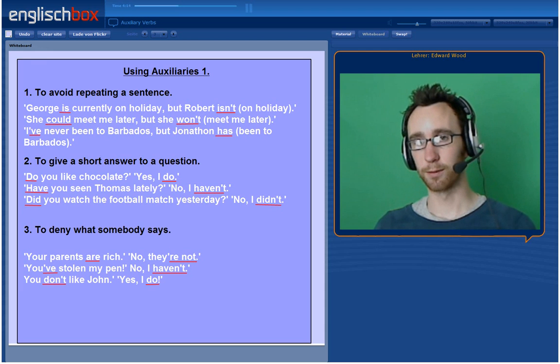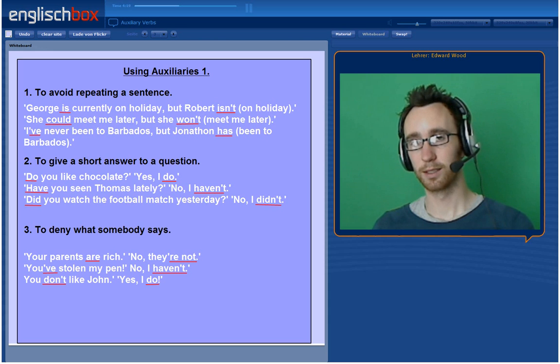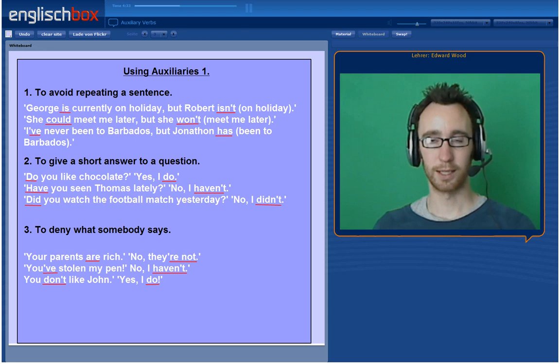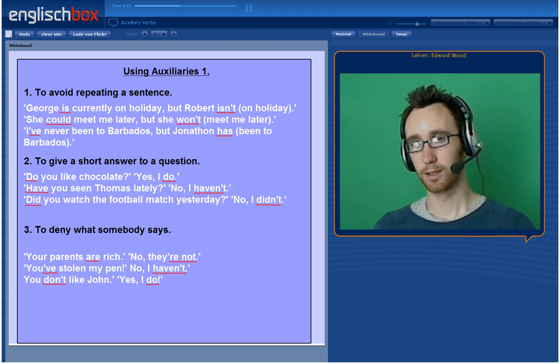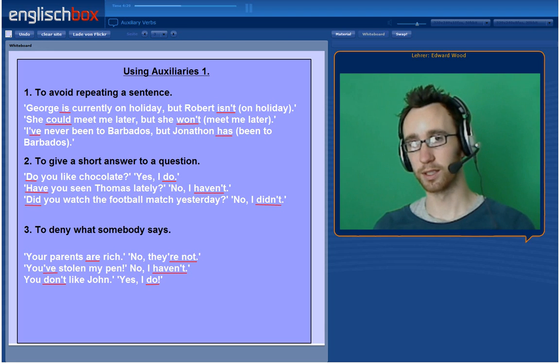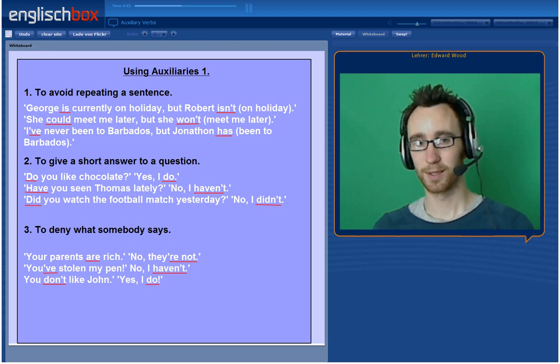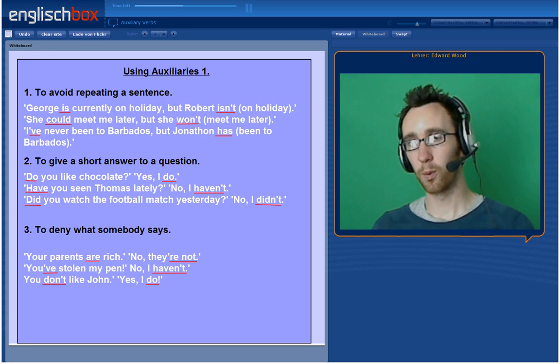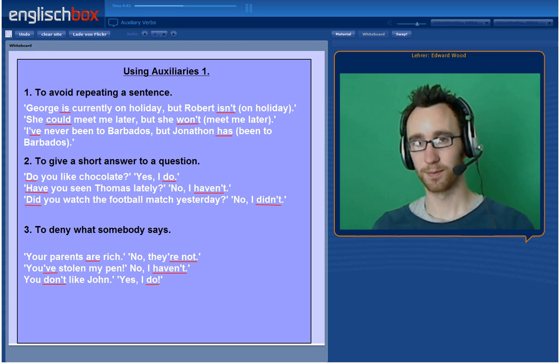And to answer in the affirmative, you need yes, and then the subject, and then the verb do. Yes I do. The second example is in the present perfect, and you have to respond to a question in the present perfect with yes I have or no I haven't. The third is in the past simple, and here you have to respond with yes I did or no I didn't. So the auxiliaries always have to correspond.